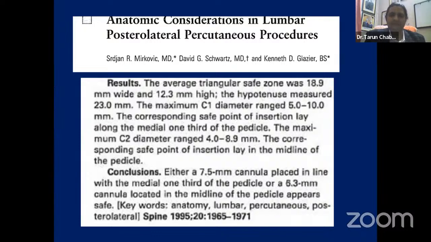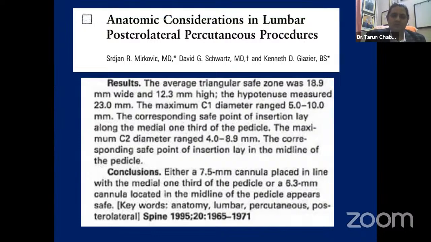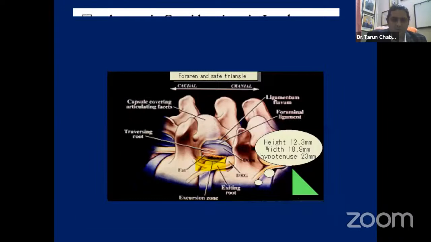So the average triangular safe zone was 18.9 mm in width and 12.3 mm in height, and the hypotenuse was 23 mm. The conclusion was that a 7.5 mm cannula placed in line with the medial 1/3 of the pedicle, that is very important, or a 6.3 mm cannula located in the midline of the pedicle are safe. So the crux is that we have to work in Kambin's triangle, that is our excursion zone.